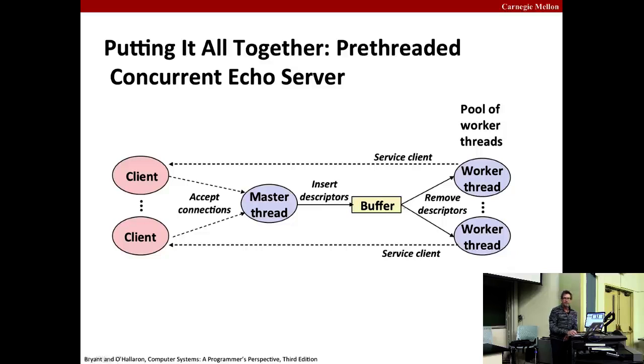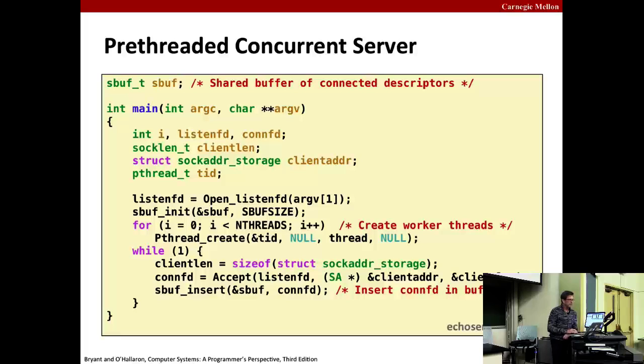Okay, so let's see how we would implement this. Like all of these server examples, it's surprisingly simple. This is a fully functioning, real server, but we can do it in one page of code. For this we're going to use threads for our concurrent server, and we're going to use the sbuf package. We create a shared buffer global variable called sbuf. We have a listening descriptor and a connected descriptor, the client length and client address that will be used in the accept call, and the thread ID that will be used when we create the threads.